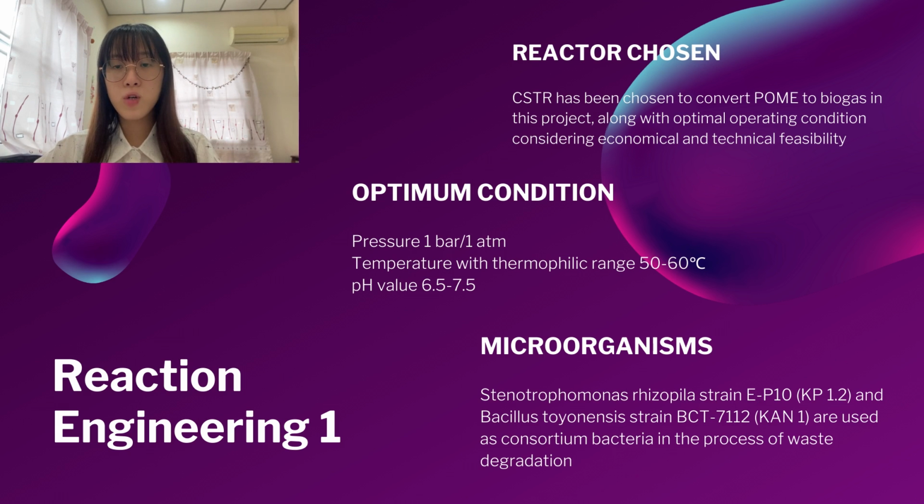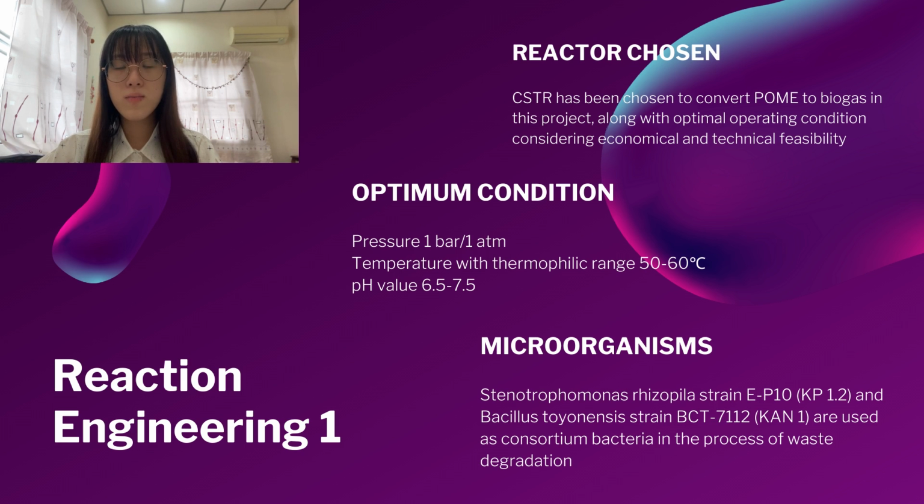Hi, I'm Wynnie and I'm going to present about Reaction Engineering 1 in this slide. So the reactor chosen is CSTR to convert POME to biogas in this project, along with optimal operating conditions considering economical and technical feasibility. So the optimum conditions to run the CSTR are pressure at 1 bar or 1 atm, temperature in the thermophilic range, 50 to 60 degrees Celsius, and pH value 6.5 to 7.5.